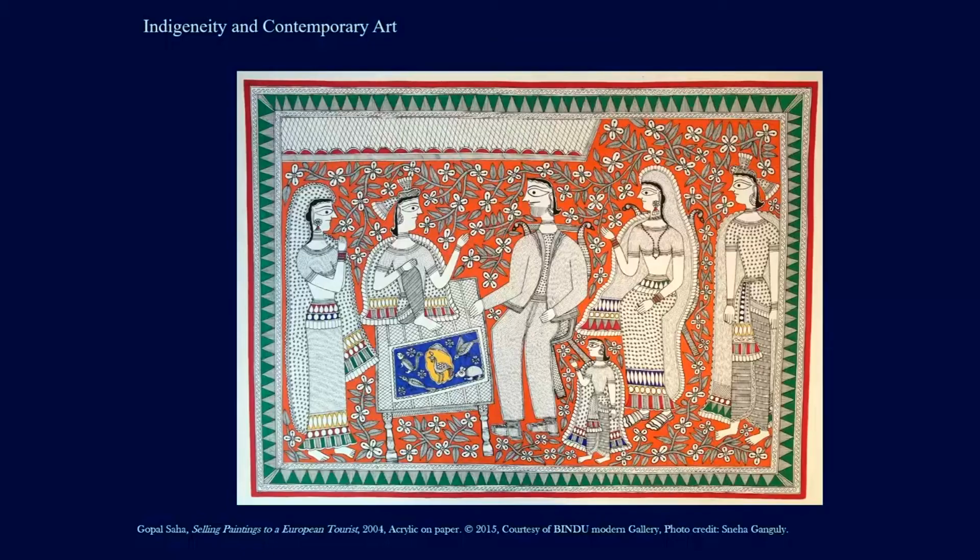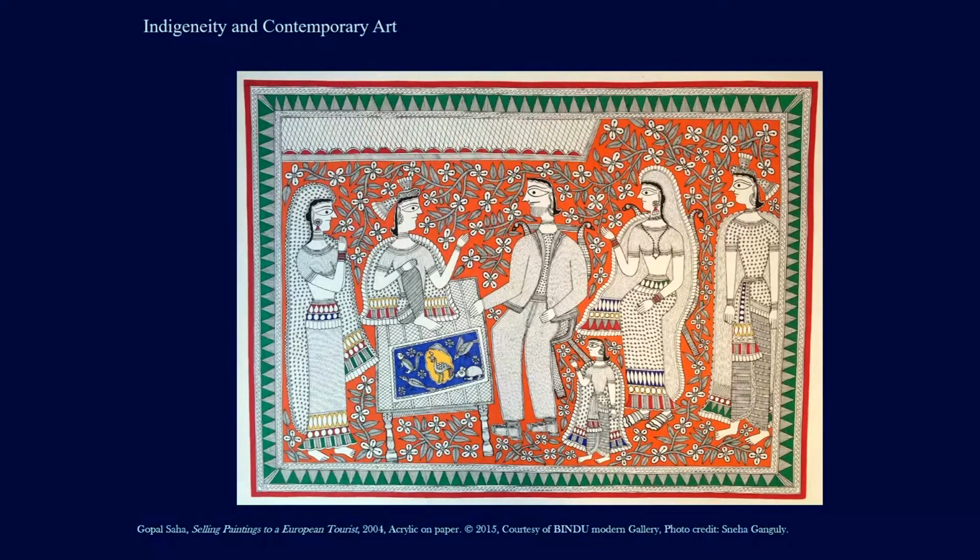So this is an image by Gopal Saha, called Selling Paintings to a European Tourist, from 2004. In this one, acrylic color is used on paper. So instead of using earth pigment or mineral colors, this readily available acrylic color is used on paper to show something in the format of the traditional Madhubani paintings.